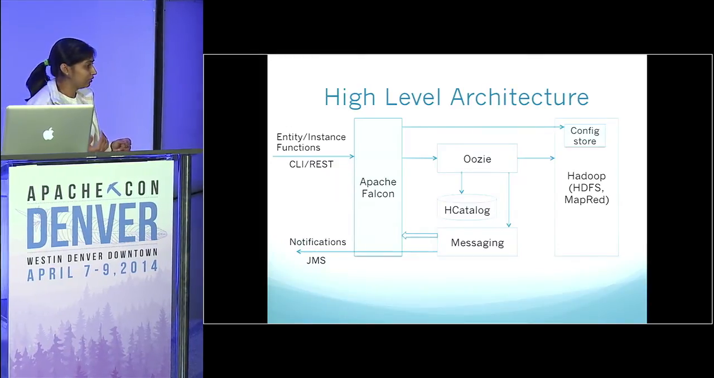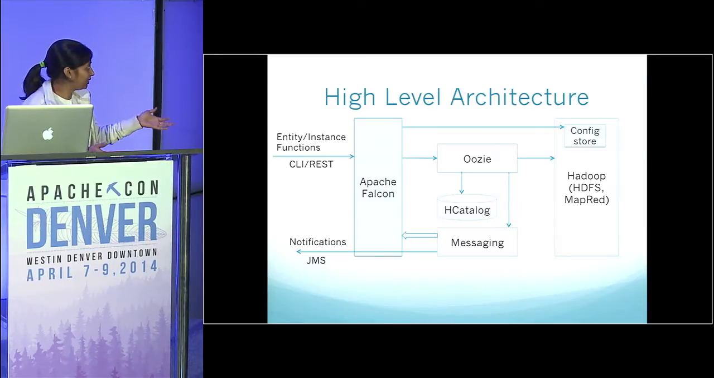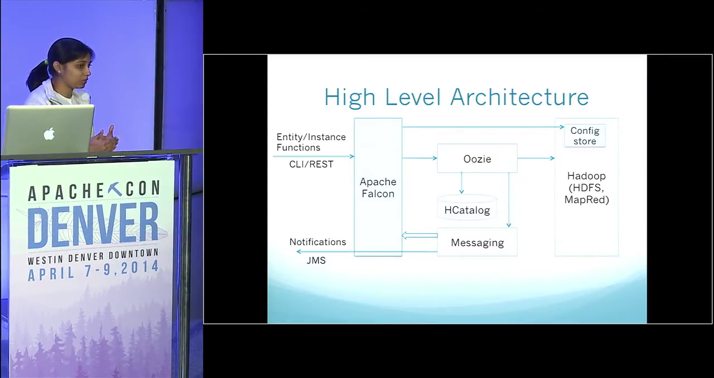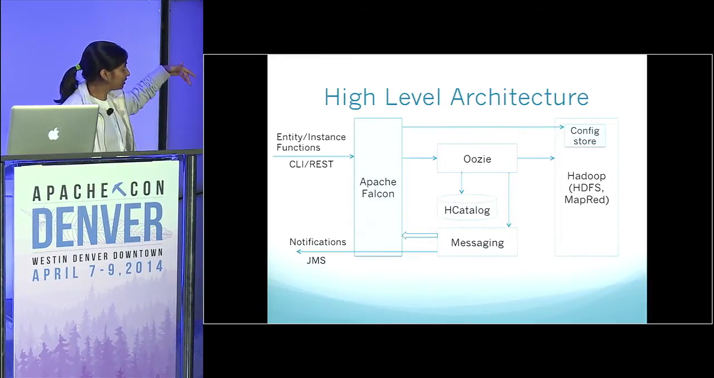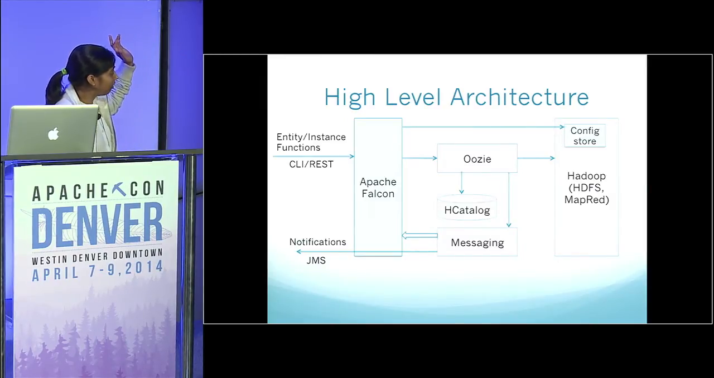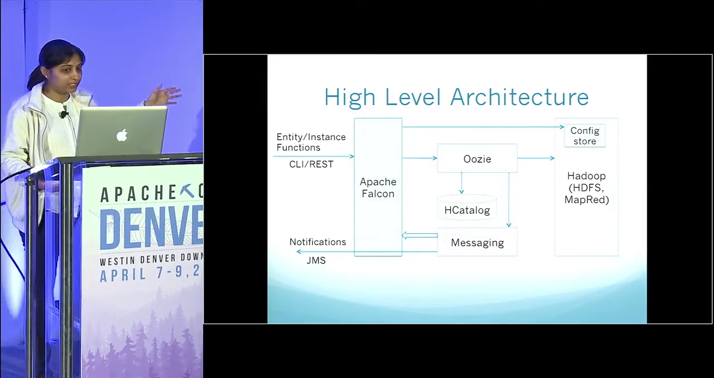Or what happened to that process which was supposed to run over the last 10 days. So these are the instance functions which look at each instance of the process or each instance of the feed and give you the status of that. So those are the different instance functions. All these functions are available through both CLI and REST API.